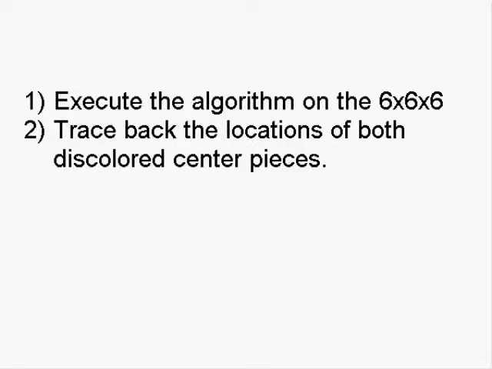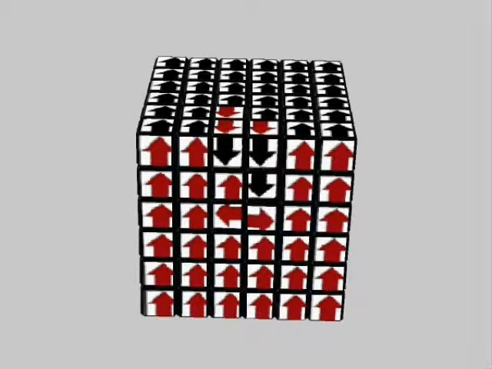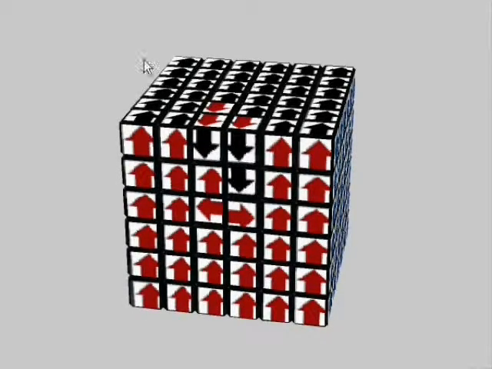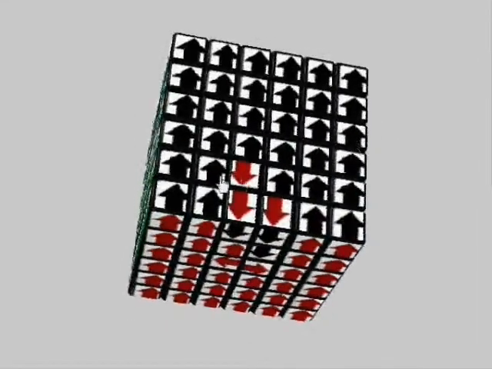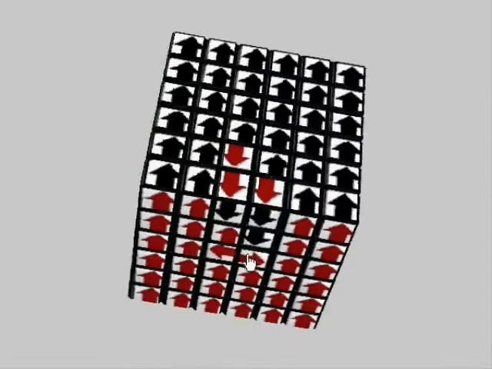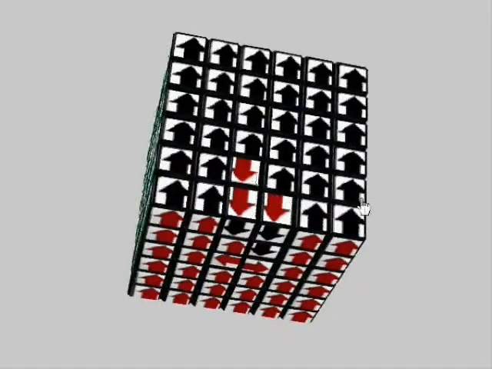So what we can do as a start is execute the algorithm on the 6x6, and then we can trace back the locations of both discolored pieces and take note of their locations and identify them with technical terms so that we can refer back to their locations later. Just for my personal preference, I will use the translation that I showed you previously to the inner orbit of the 6x6 supercube. First, let's focus on this piece right here in the top, where it should be a black piece, but it's red instead. We'll get this one in a minute. First, we're just going to see where this goes.